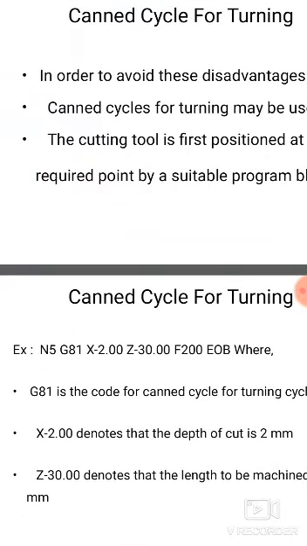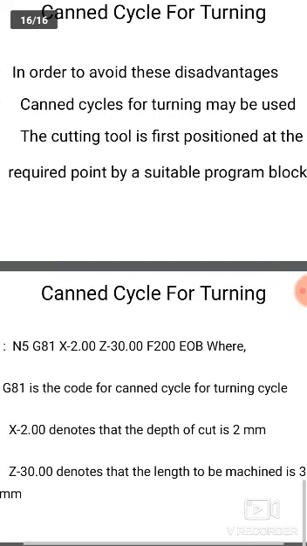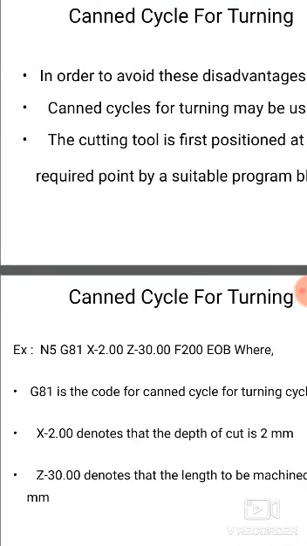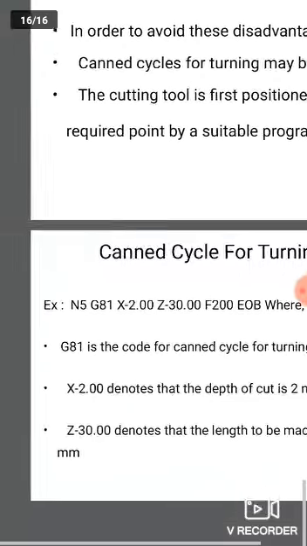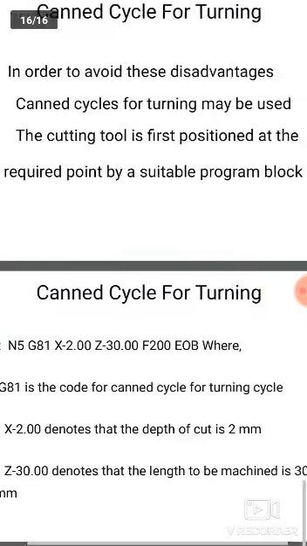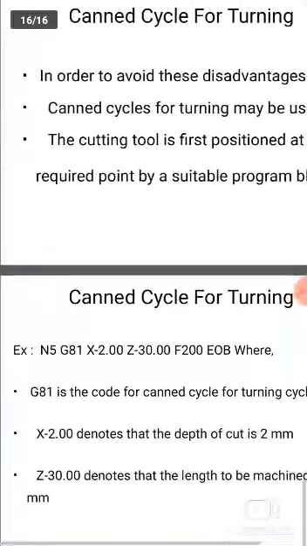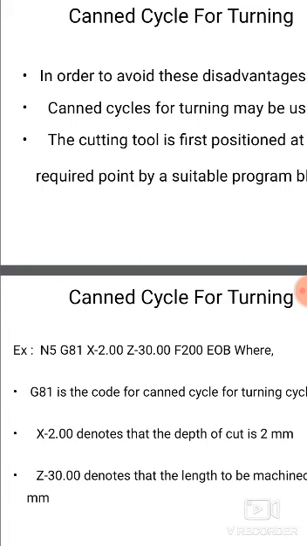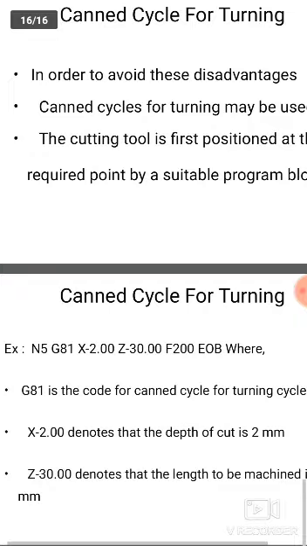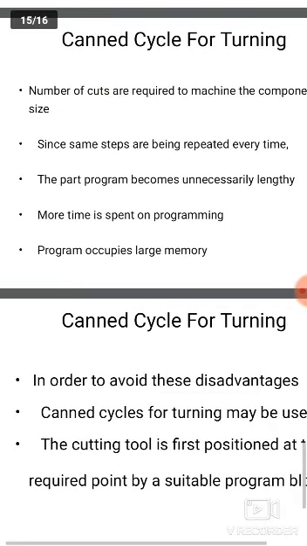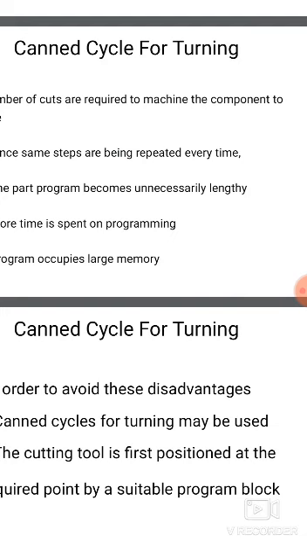Here what is given? N5, G81, X minus 2.00, Z minus 30. Here G81 is the code of the canned cycle for turning. X minus 2.00 denotes that the depth of cut is 2 mm. Z minus 30 denotes that the length to be machined is 30 mm. So the Z axis indicates the length, and X indicates the depth of cut of the object. Okay, so these are the things used in a canned cycle.